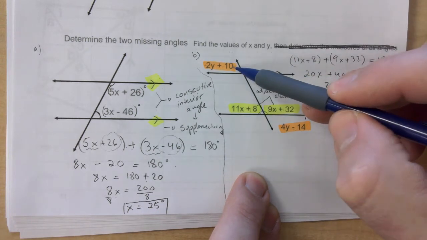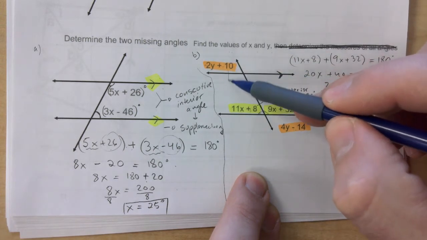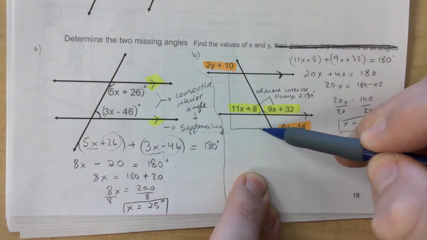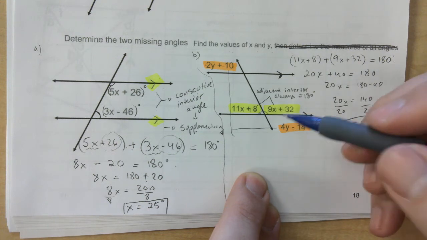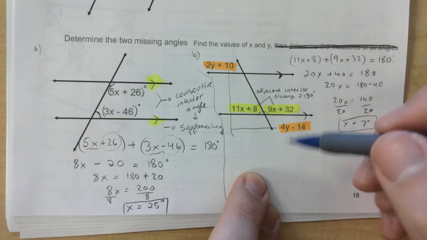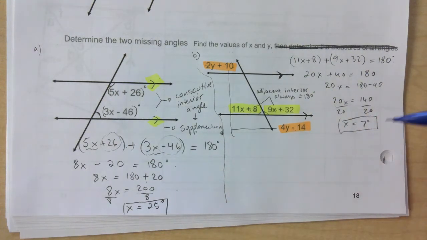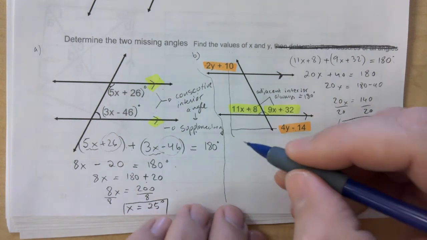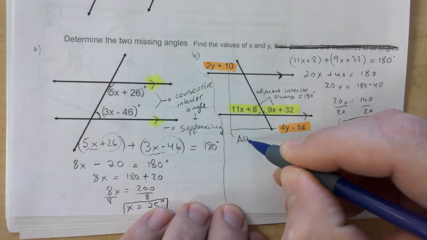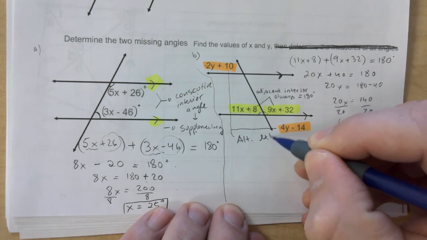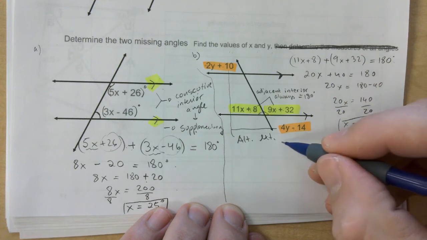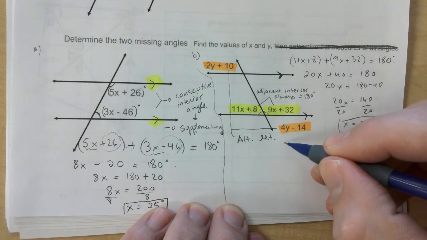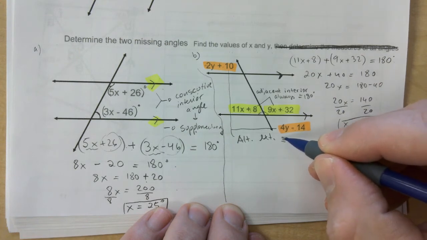What about the orange ones? These are called, Jeremiah, do you want to say what they're called? I'll give you your chance because you raised your hand. What are the orange ones called? Alternate exterior, you're right. And what do we know about alternate exterior angles? When the lines are parallel, they are congruent. You got it.